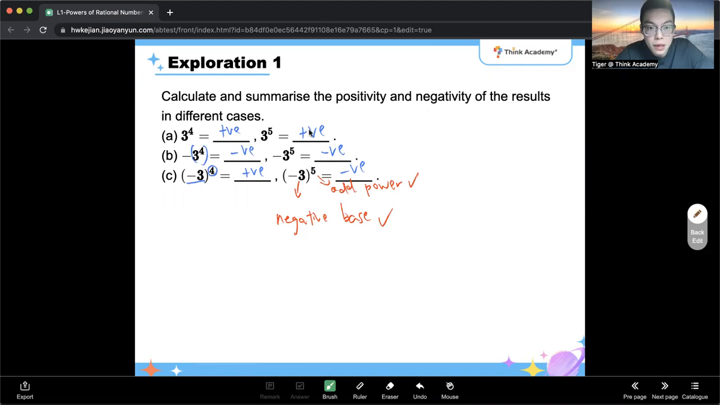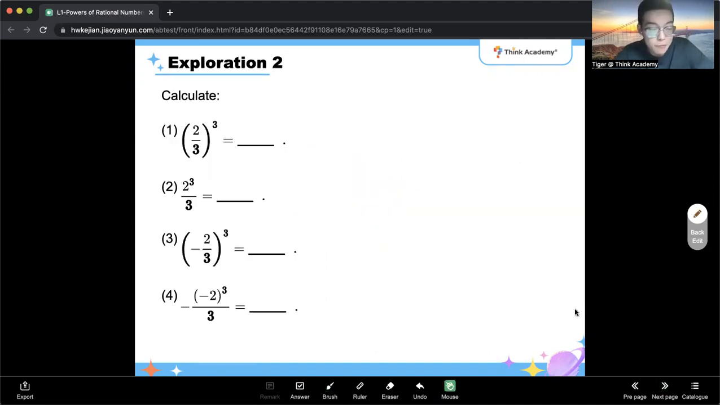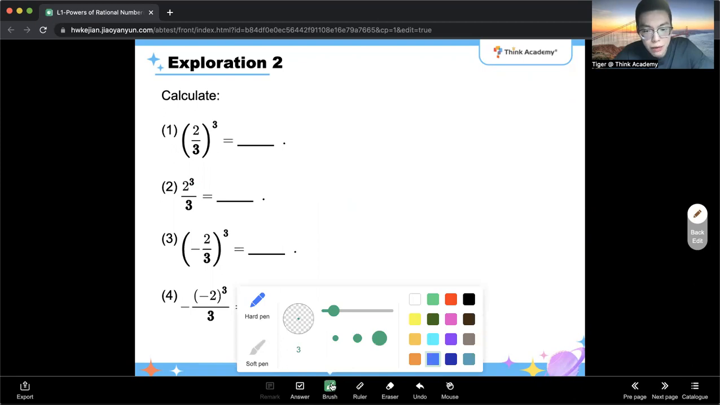All right. So that's it for exploration 1. I can see that you're all doing really well in it, which means that for the next one, we're just going to move on to some numerical calculations. All right, for the first one, what is 2/3 to the power of 3?